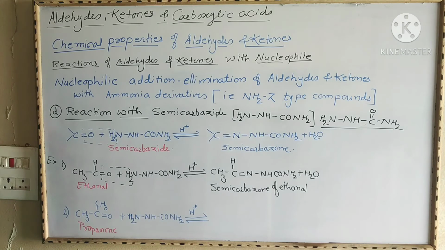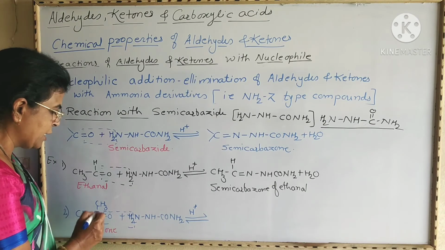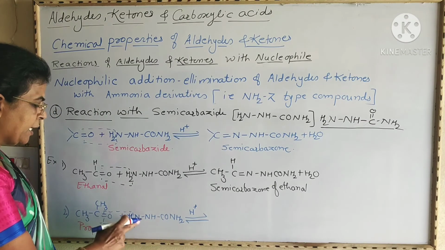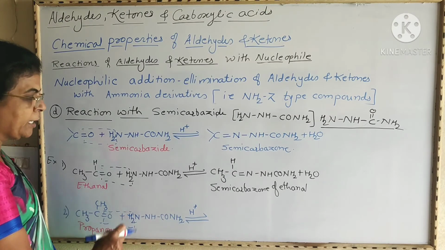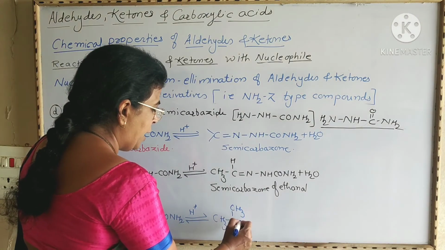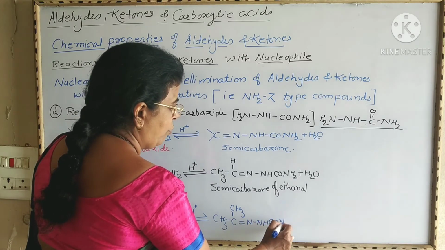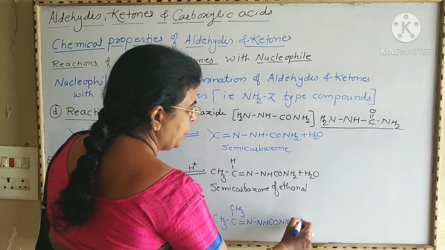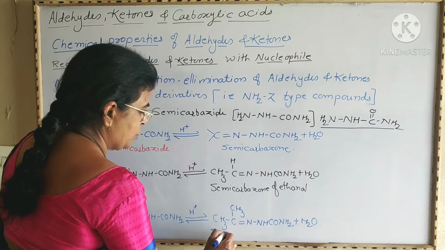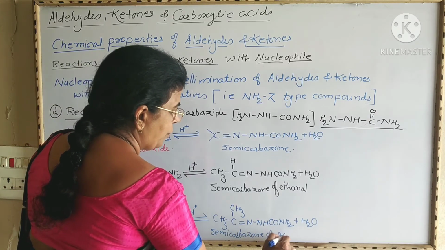Now second reaction with propanone. When propanone, that is CH3 CO CH3, reacts with semicarbazide in weak acidic medium, then similarly removal of H2O takes place, and the carbonyl carbon gets attached to this nitrogen atom to form semicarbazone of acetone or semicarbazone of propanone plus H2O. This is semicarbazone of acetone or propanone.